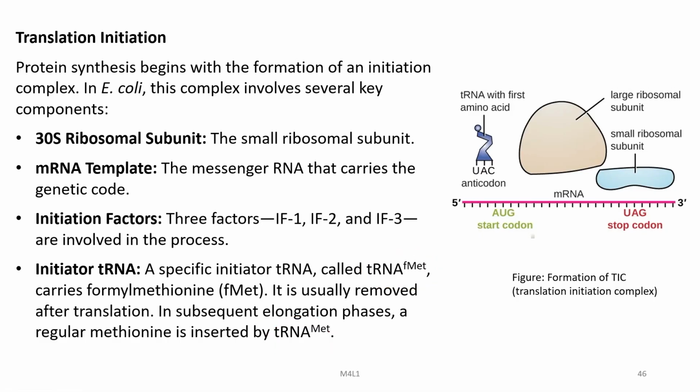So, you can see here the tRNA with the first amino acid, and then there is this anticodon and there is the start codon. Then you have this large subunit and the small subunit, and this is overall the mRNA, and there is a stop codon where the process will stop. Let us look into the process with a little bit more detail.